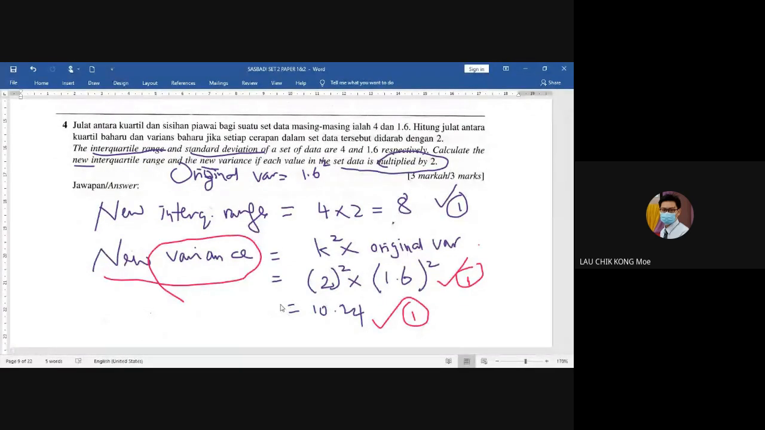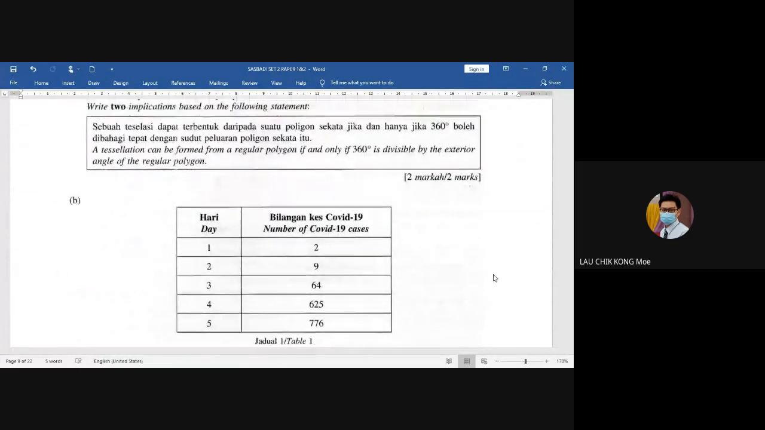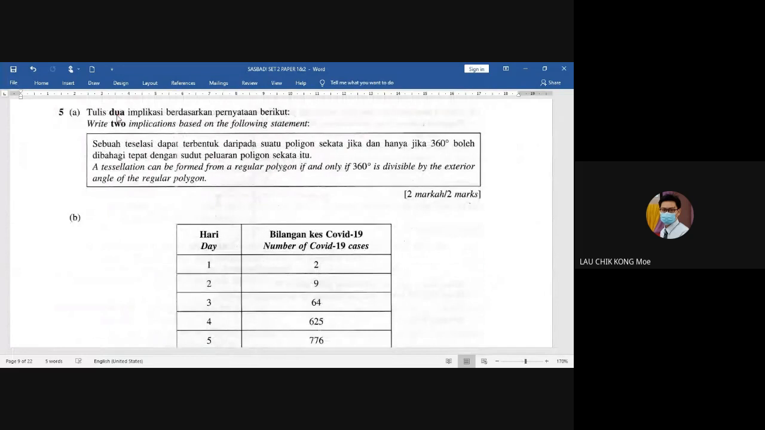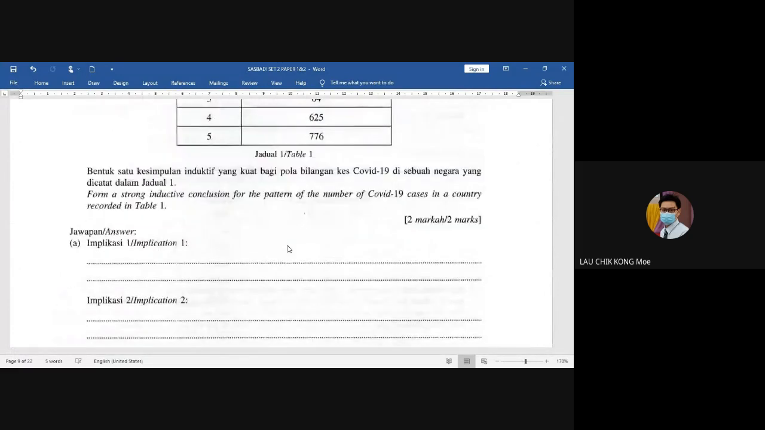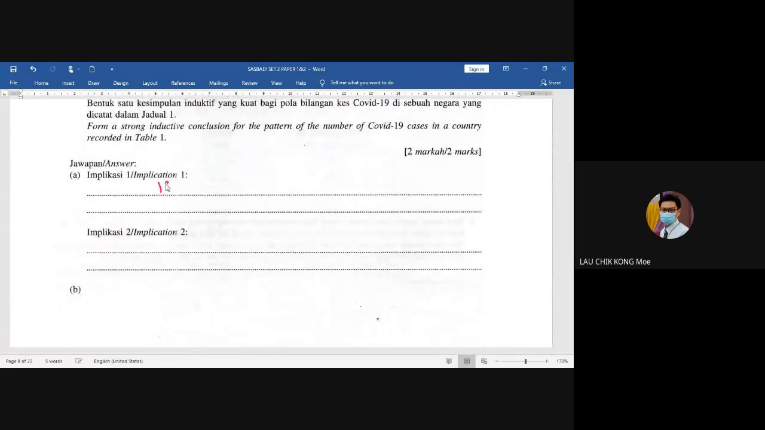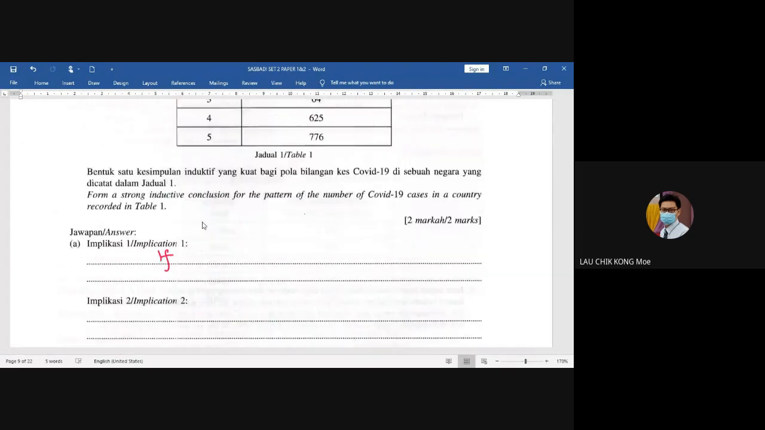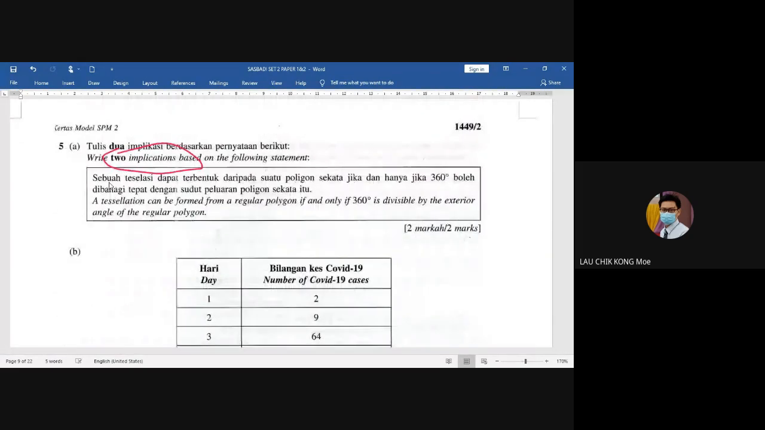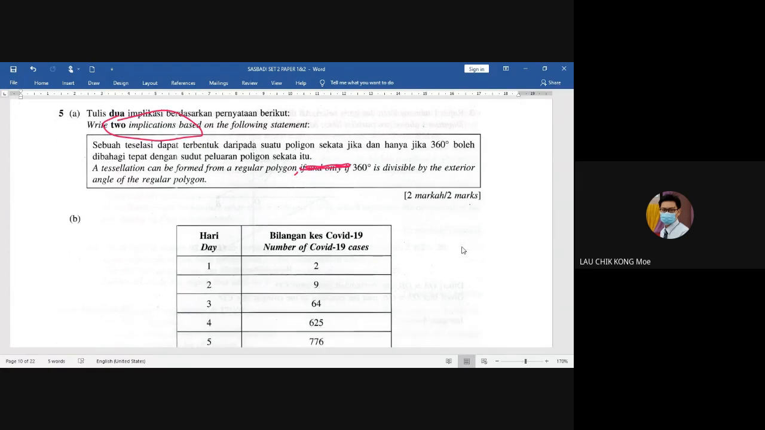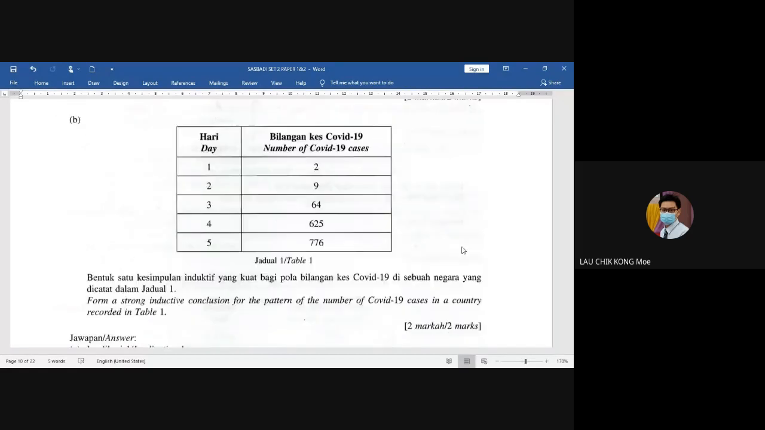Okay, we continue. Next question, number 5. If you still have any questions, you ask. This one, the two implications are very easy. If and only if we draw a regular polygon, then 360 degrees is divisible by the exterior angle of the regular polygon.